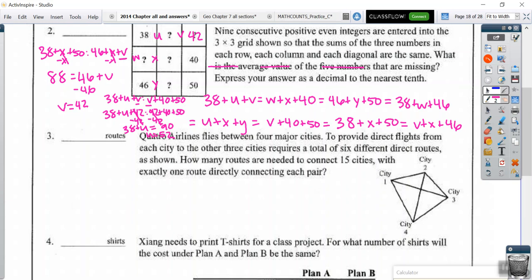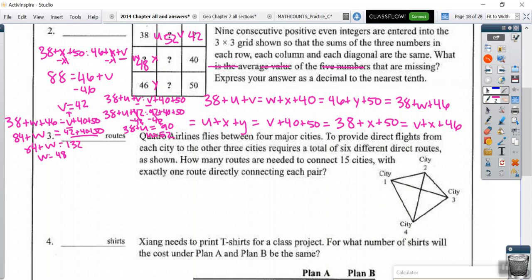And now I'm out of room. So the next one that we want to do is 38 plus W plus 46 is equal to V plus 40 plus 50. And if you remember, we found V up here, so that's 42 plus 40 plus 50 is equal to 84 plus W. So then we add up all of these, and that equals 132 is equal to 84 plus W, and then subtract over the 84, so W is 48. So this box is 48, oh, and this box is 52.